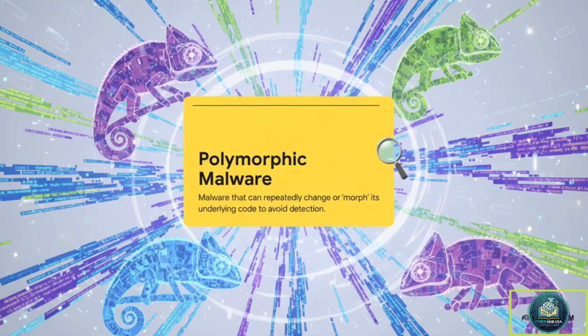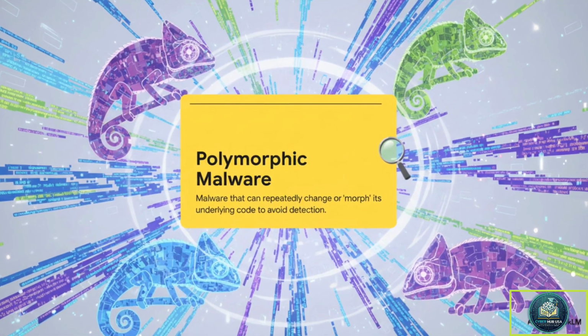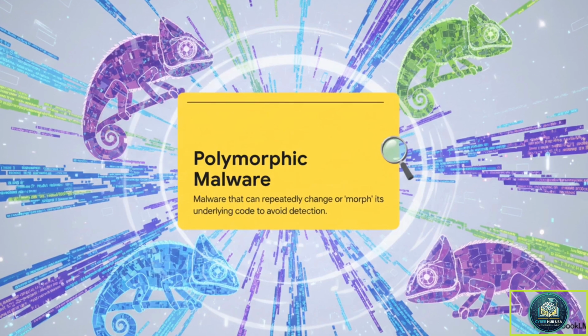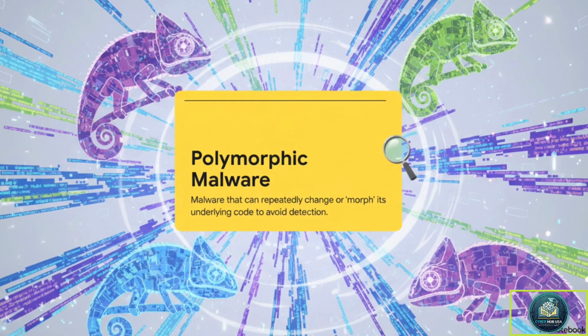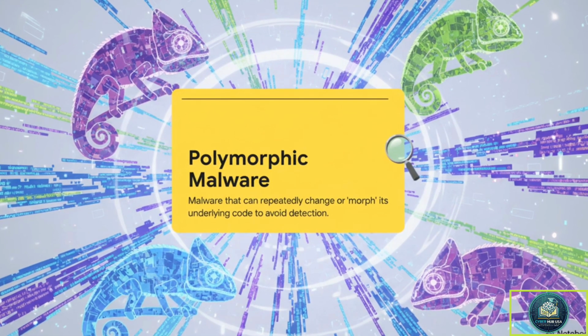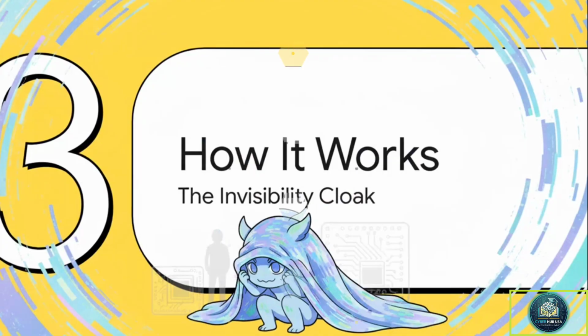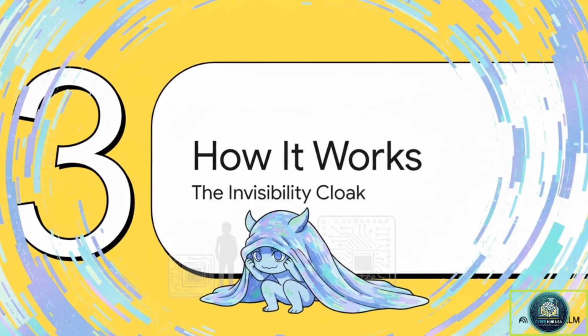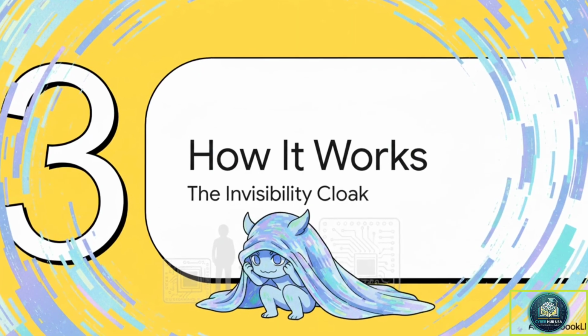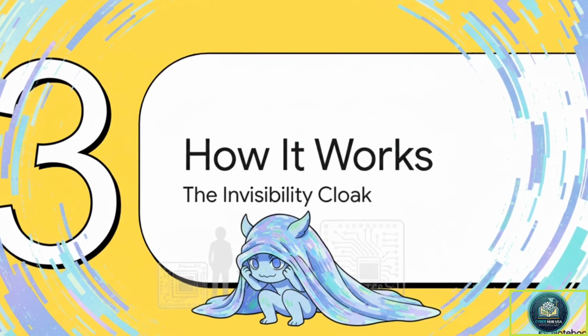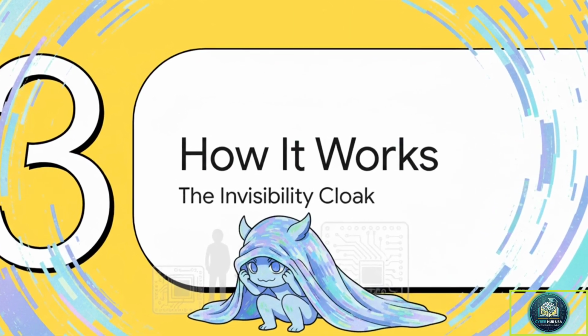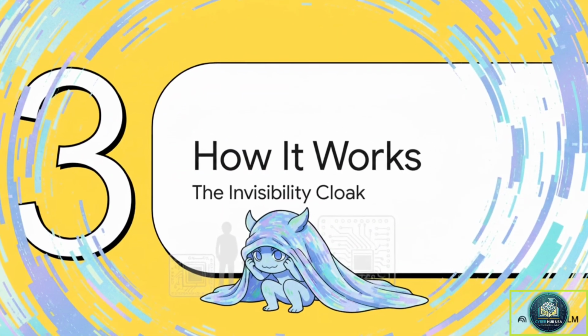The key action here, the key word, is morphing. This isn't just about hiding or putting on a little disguise. It's about fundamentally altering its own code with one single relentless goal, to stay completely invisible to our defenses. So how does this magic trick work? Well, it basically has a digital invisibility cloak. Let's break down the simple yet devastatingly effective cycle it uses to stay hidden right there in plain sight.